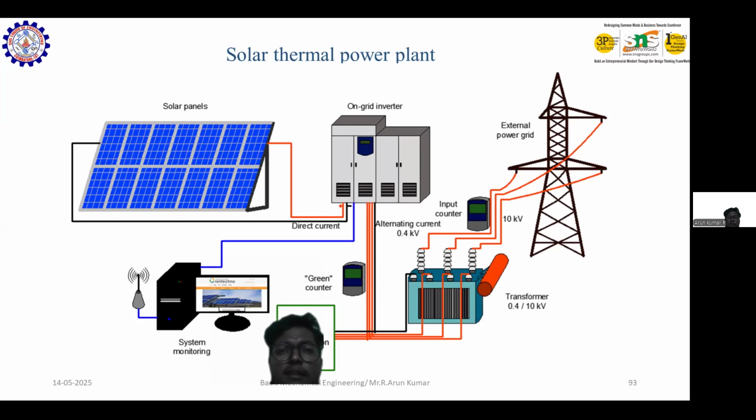The energy is stored in a device called the inverter. The inverter transfers the stored current to the transformer. The transformer transfers it to the external power grid. This is essentially what we use for the solar power plant.